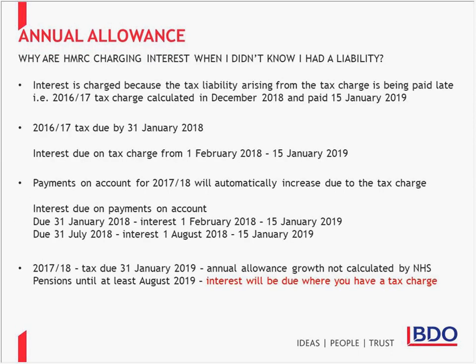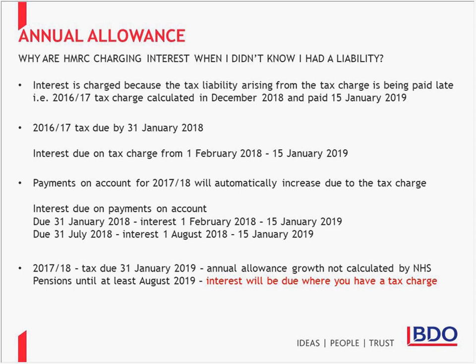So the other question I get asked a lot is HMRC charging interest when you didn't know that you had a tax liability to pay. The reason HMRC charge interest is because we look at 2017-18. You had excess pension growth and a tax liability arose. That tax is due 31st of January 2019, so it should have been paid a few months ago.